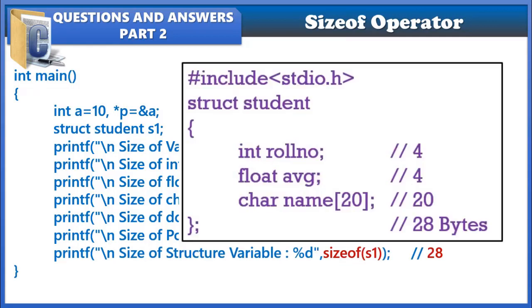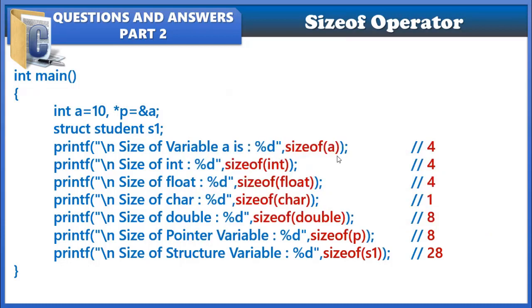Here, for the structure variable S1, sizeof S1 will display 28 because roll number occupies 4 bytes, average occupies 4 bytes, and char occupies 1 byte, but we have created a character array of 20 characters, so it will occupy 20. So totally it will occupy 28 bytes. So this is about the sizeof operator in C.